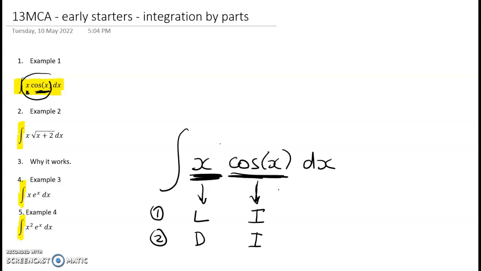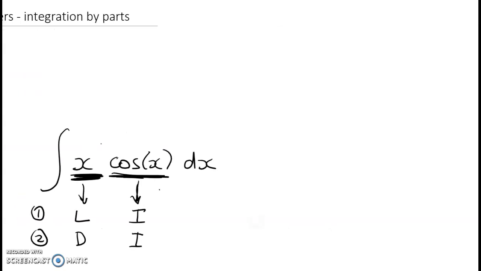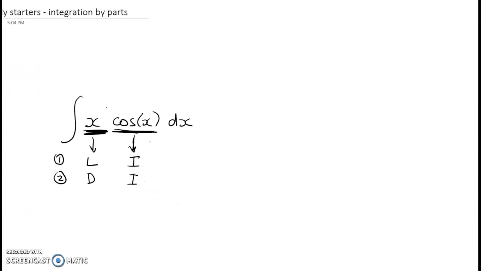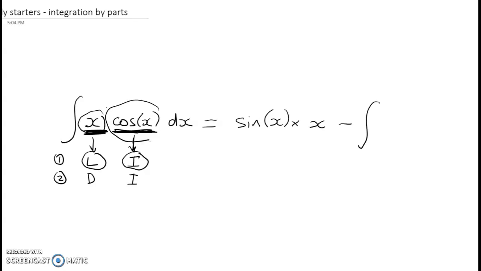And none of this will be making any sense yet. So watch what we do, and then we're going to check that it works, and then I'm going to give you a proof of why it works. So we're going to integrate cosine of x, and we're going to get sine of x. So we have sine of x, and we're going to leave the x alone, right? So integrate and leave sine of x times x. Now we're going to take away the integral of this one integrated, so sine of x, times this one differentiated.